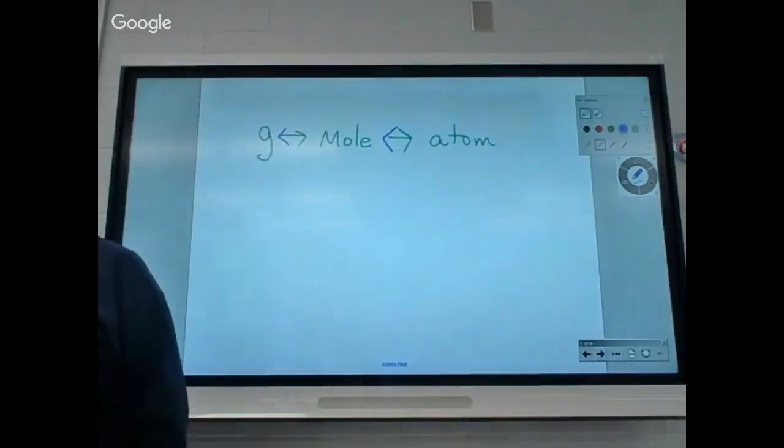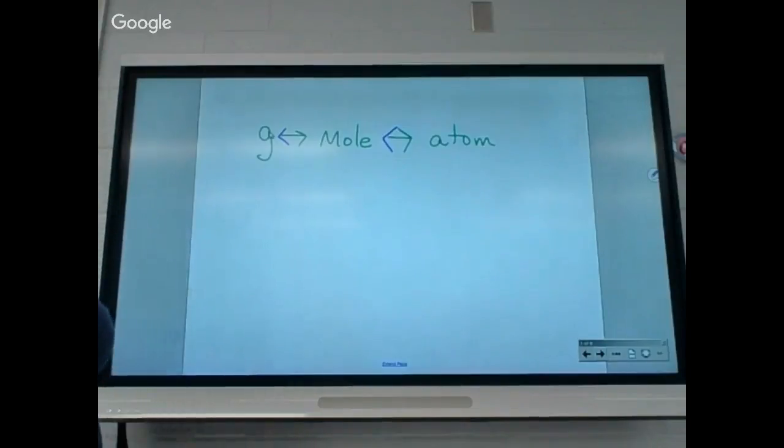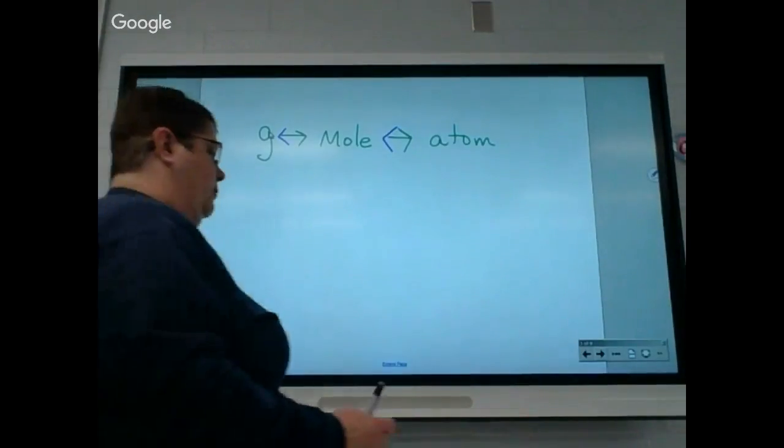gram. I know some of y'all are looking at me like I'm crazy. This looks hard. It's not hard. Okay? This is why we learned the factor label method. Okay? So, you got what you need? Let's try a problem.